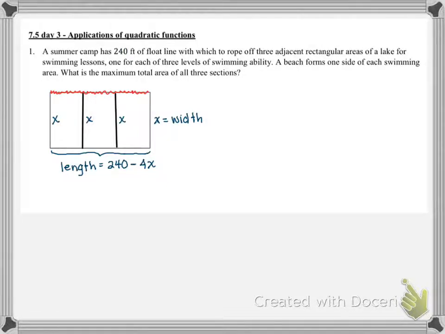So now that I've set it up, I'm going to go back and see what it is I'm trying to figure out. We have a beach forming one side. We want to find the maximum total area. So when I see maximum, that tells me what? Parabola. Well, when we see maximum, it tells me to find the vertex, right? If I'm maximizing something, that means find the vertex.